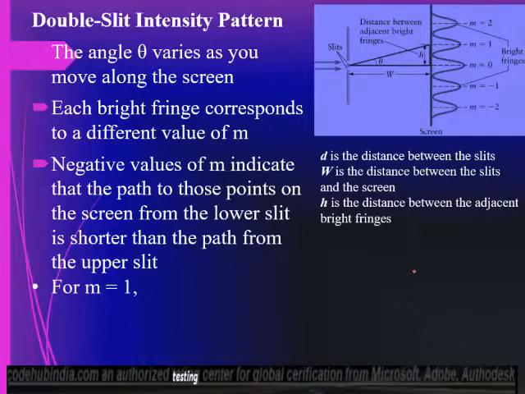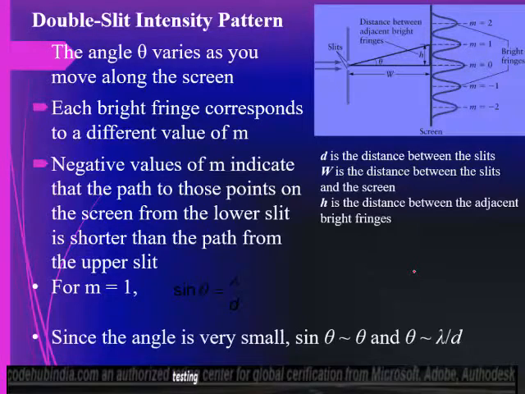For m equal to 1, sin theta equals lambda by d. Since the angle is very small, we can say sin theta equals theta, and theta equals lambda by d. So between m equal to 0 and m equal to 1, h is equal to W tan theta.